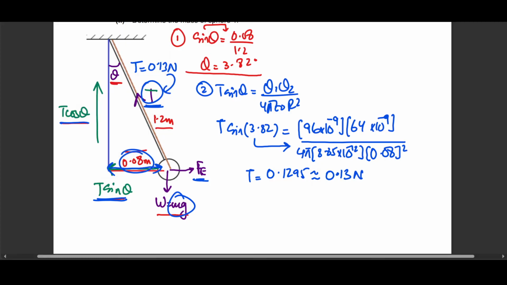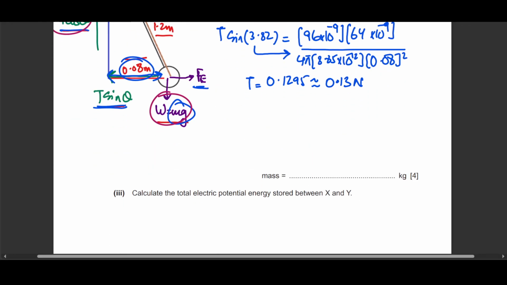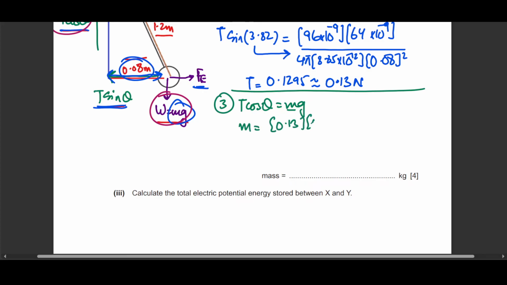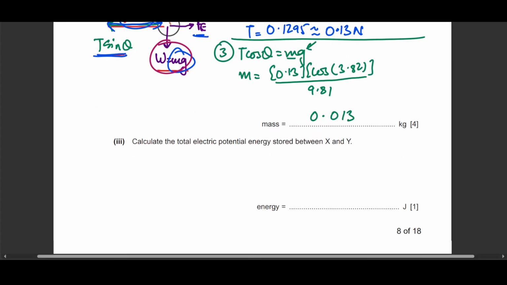Now we can choose the component T cos theta and equate this, because it is responsible for the weight, W equals mg. So in the third step, we have T cos theta equal to mg. We want to find the mass, so let's make that the subject of the formula. m equals T, which is 0.13, into cos of 3.82, divided by the value of g, which is 9.81. So the mass comes out as 0.013 kg. Okay, it is just a lengthy question, but it's a good one.